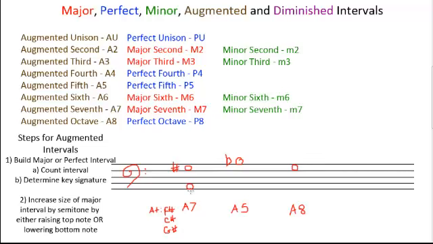Now this time we have to lower that bottom note by a semitone because we can't change the top note. So in order to make the distance larger between the two notes, we have to lower it by a semitone. Writing in a flat next to the A will make that lower by a semitone. So now we have our augmented 7th. Let's try an augmented 5th.